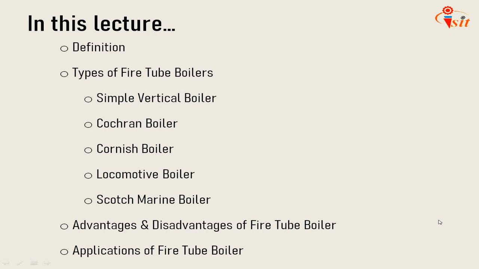Today we will cover the following points: definition of fire tube boilers, types of fire tube boilers, under that simple vertical boiler, Cochran boiler, Cornish boiler, locomotive boiler, Scotch marine boiler, and advantages and disadvantages of fire tube boilers, and lastly applications of fire tube boilers.